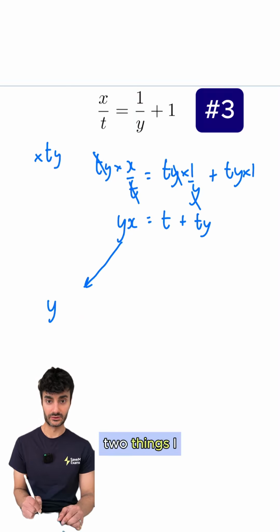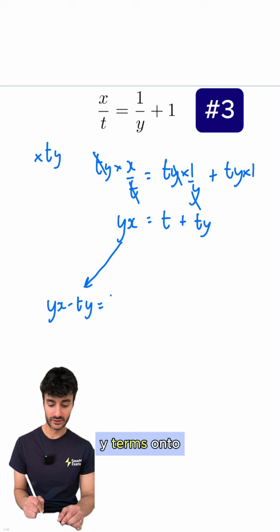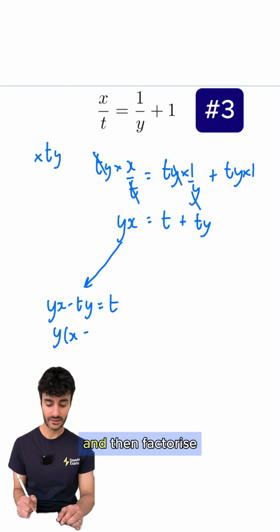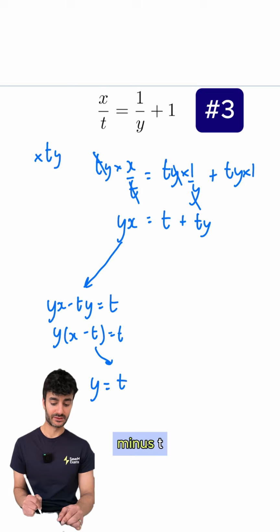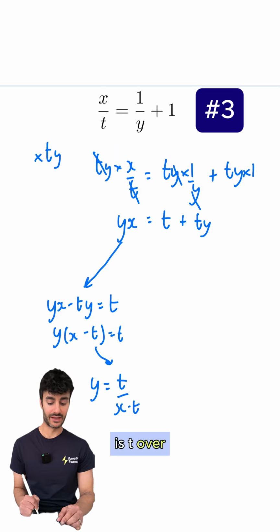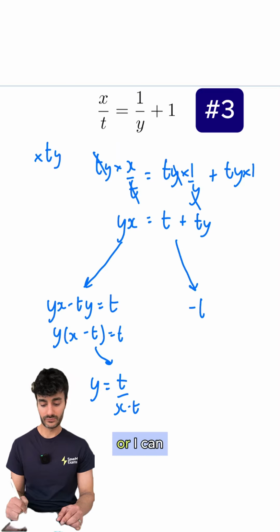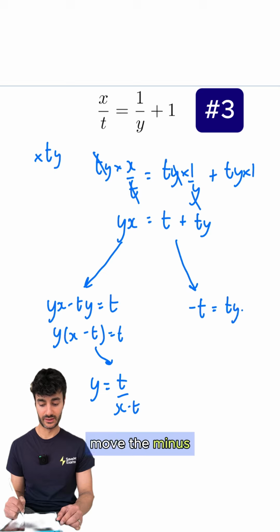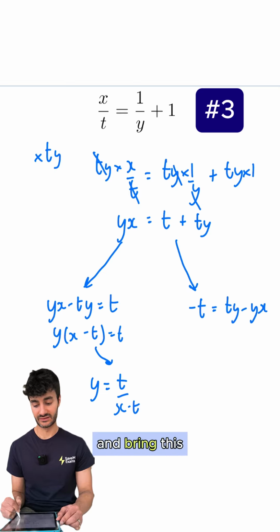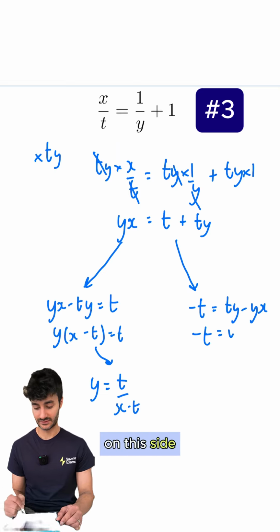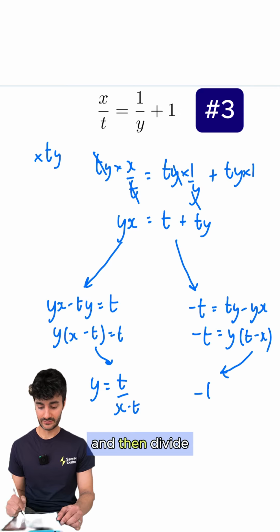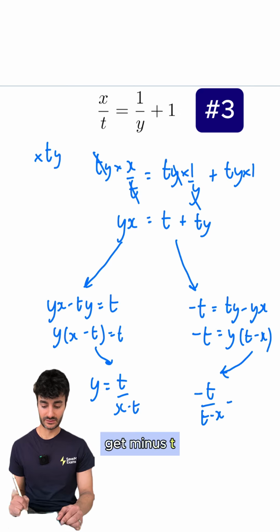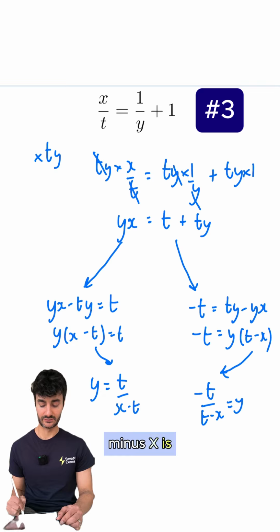From here, there's two things I can do. I can either move all the y terms onto this side, and then factorize out the y, and then divide by the x minus t to get y is t over x minus t, or I could move all the terms on the other side, move the minus t there, put ty here and bring this t, the yx on this side, factorize out a y from the right hand side, and then divide by that to get minus t on t minus x is y.